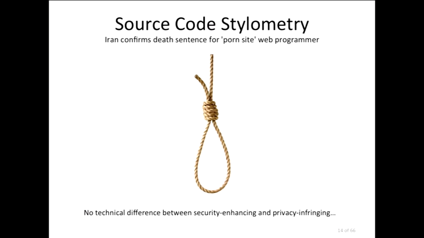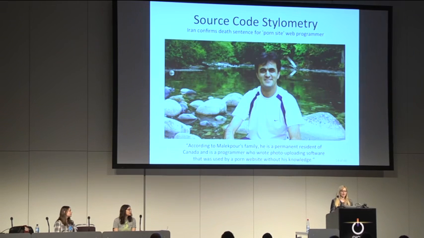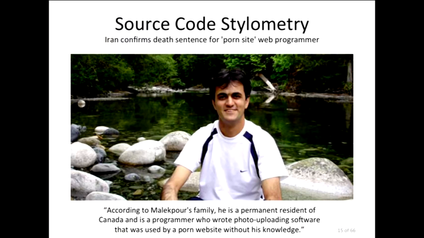For example, Saeed Malikpour, he's a web programmer. He was sentenced to death because he was identified as the programmer of a porn site by the Iranian government. And Saeed Malikpour was held in solitary confinement for 1 year without legal representation. And his family says that he's also a permanent resident of Canada, and he didn't know that the porn site developers were using his photo uploading software.